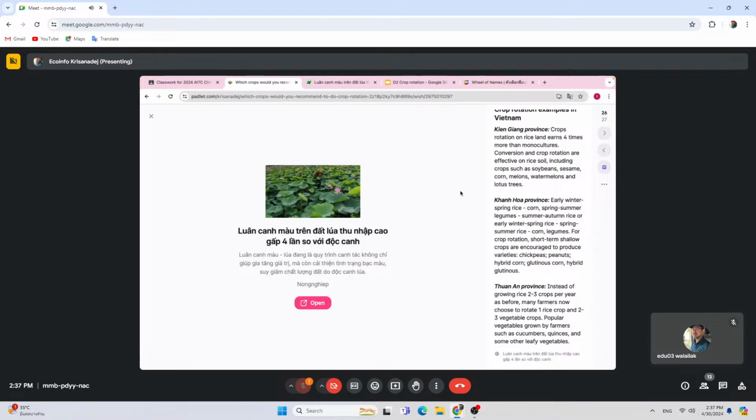And in the first province, instead of growing rice 2 to 3 crops per year, many farmers now choose to rotate one rice crop and then 2 to 3 vegetable crops, including cucumbers, lettuce, and some leafy vegetables. So that's what I want to share with you. I think that's an example of rice crop rotation in the north. All of these provinces are in the north.